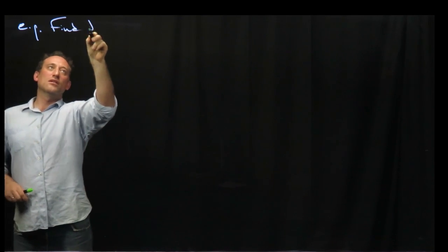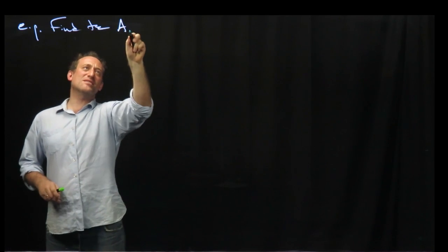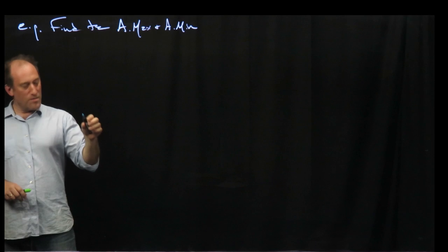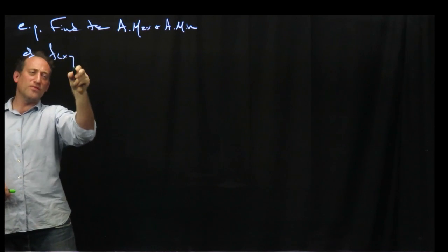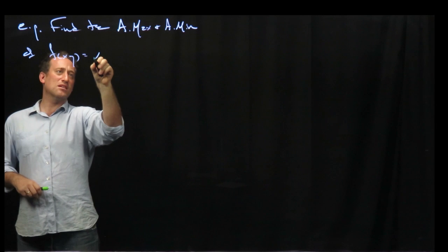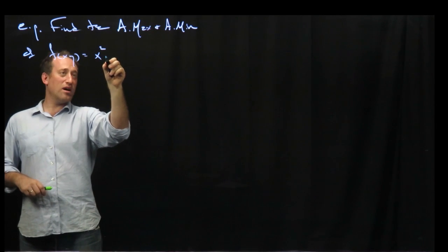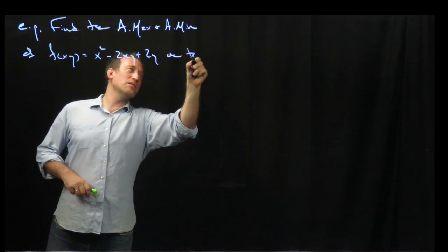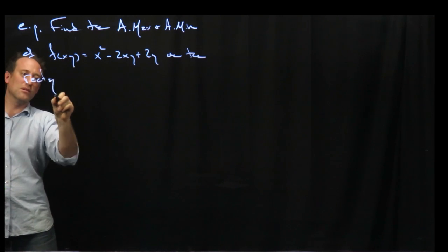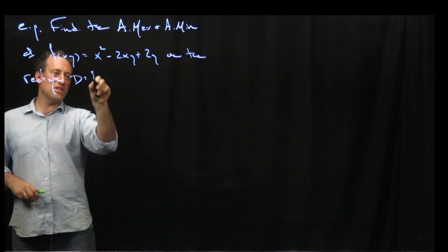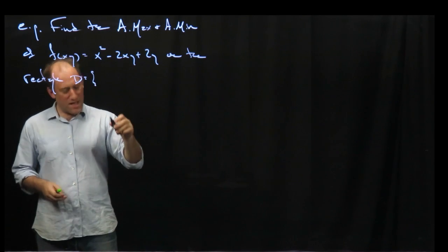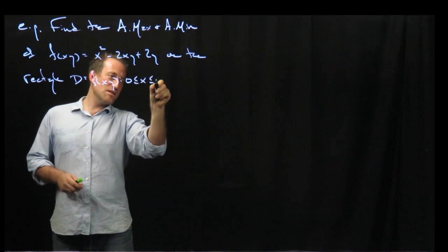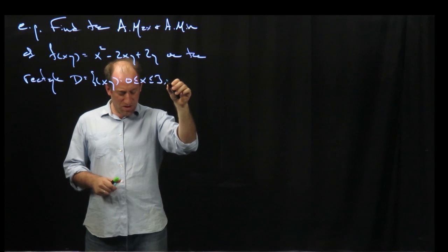And here I should say use Lagrange multipliers since they have many other uses. Find the absolute max and absolute min of the function f of xy is x squared minus 2xy plus 2y on the rectangle, which is the region D, and it's described theoretically as the set of x, y, where x is between 0 and 3 and y between 0 and 2.